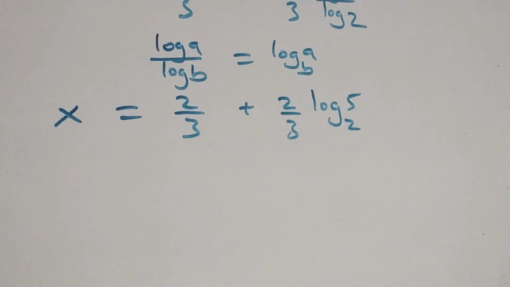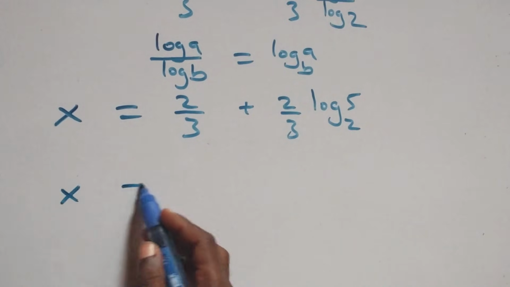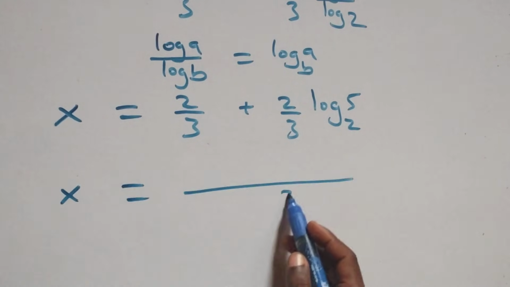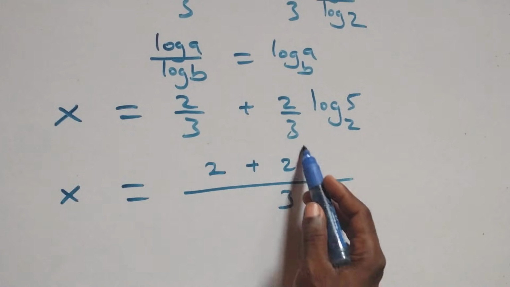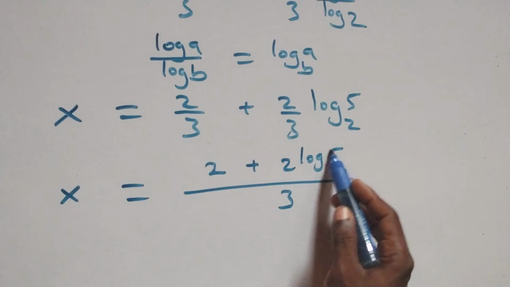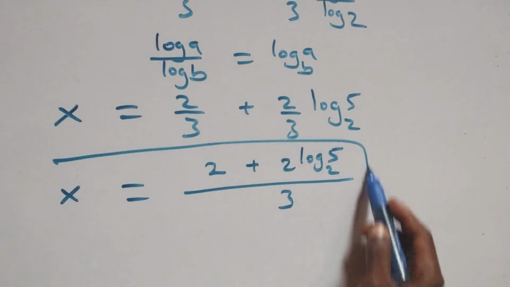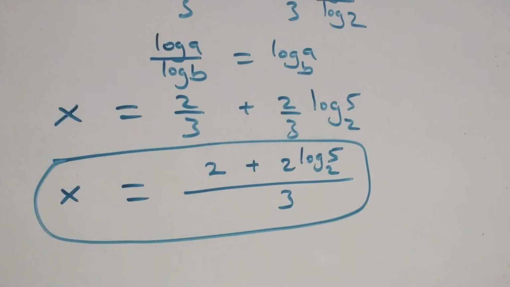Then here we bring this together as one fraction. We have x equals, same denominator here, that's 3. Here becomes 2 plus 2 log 5 base 2. That is, we have the value of x here as 2 plus 2 log 5 base 2 all over 3.